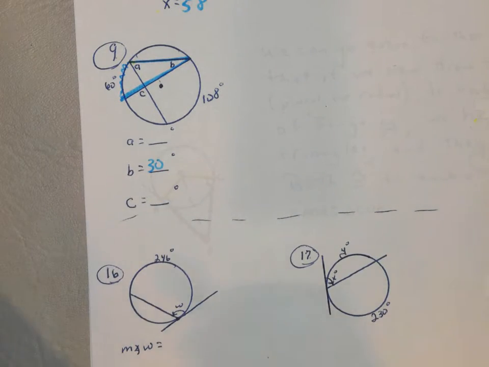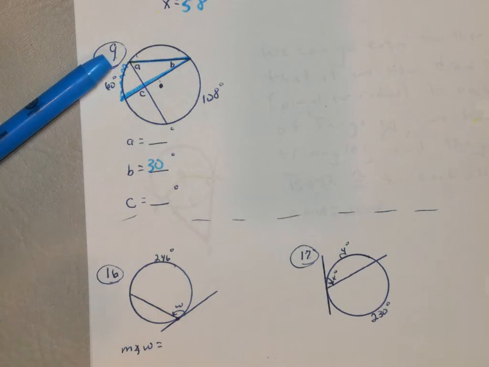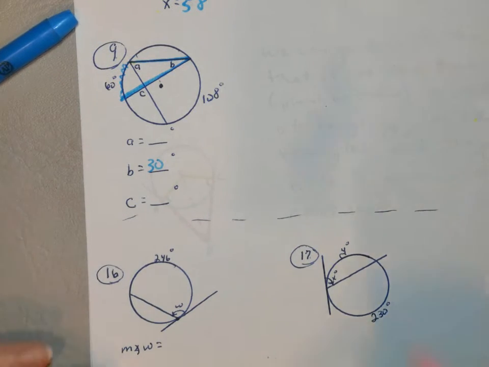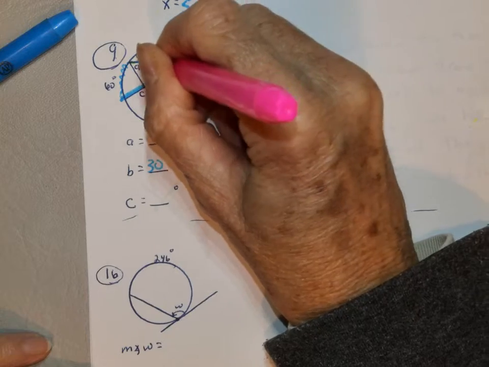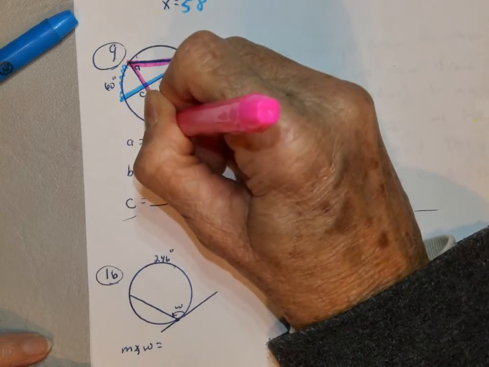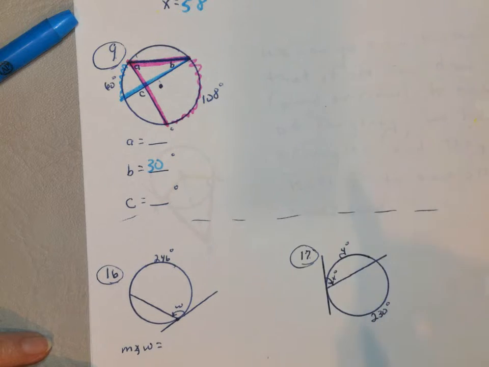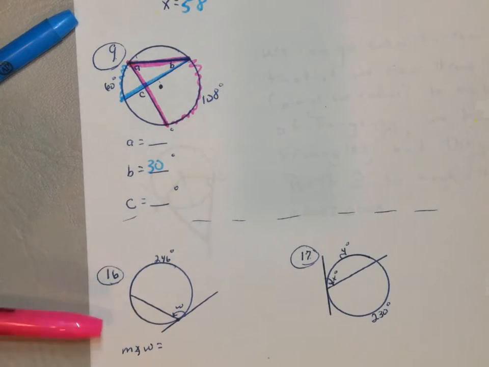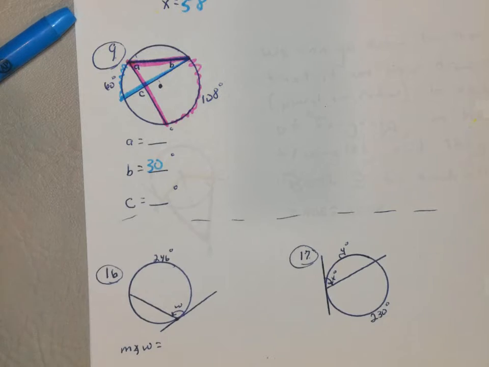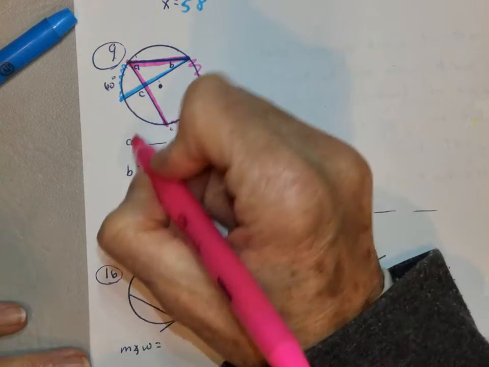Okay. Now let's do angle A. All right, let's do angle A, because here is angle A, and that intersects the 108-degree arc. Okay, great. So angle A is going to be equal to 54 degrees. So angle A is 54 degrees.